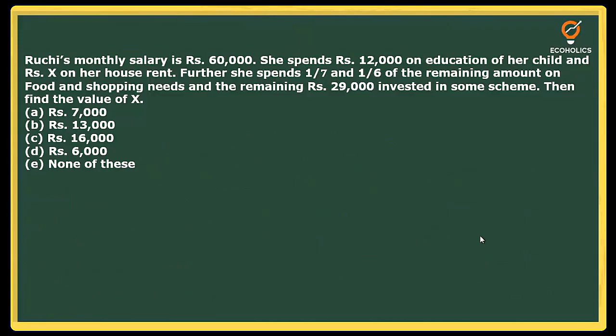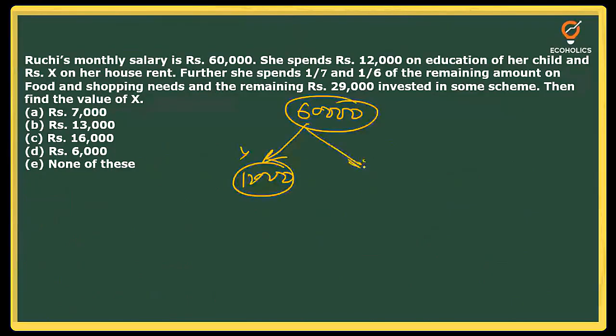Okay, go for this question. So Ruchi's monthly salary is 60,000. She spent 12,000 on education of her child and X on house rent. Further, she spent 1/7 and 1/6 of remaining amount on food and shopping needs, and remaining is invested in a scheme. So let's say 60,000 is the total. It is already given. So 12,000 gone. Now what is the remaining? 48,000.